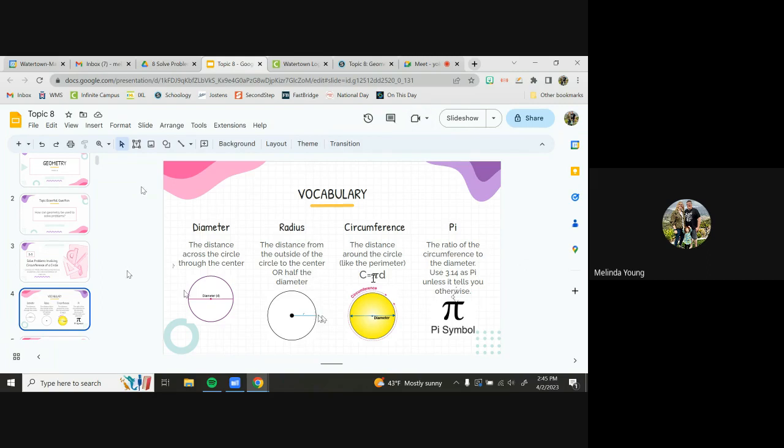So make sure you have all 4 vocabulary words, definitions, and I would definitely draw a picture in your notes. Okay. Pause if you need to.